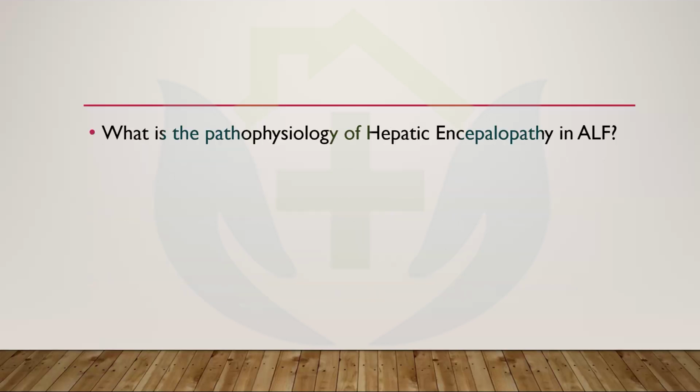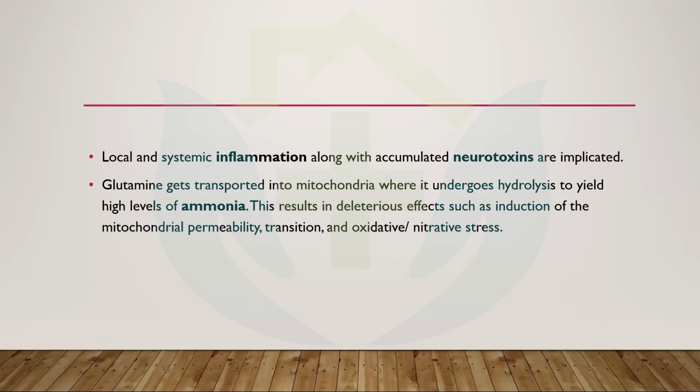What is the pathophysiology of hepatic encephalopathy in ALF? Most of the people I took have answered it correctly, as ammonia. Ammonia is implicated, but along with that, local and systemic inflammation and the accumulation of neurotoxins are implicated, and they can cause this hepatic encephalopathy in ALF. Other thing is glutamine gets transported into mitochondria, where it undergoes hydrolysis to yield high levels of ammonia. This results in deleterious effects such as induction of mitochondrial permeability transition and oxidative, sorry, nitrative stresses.